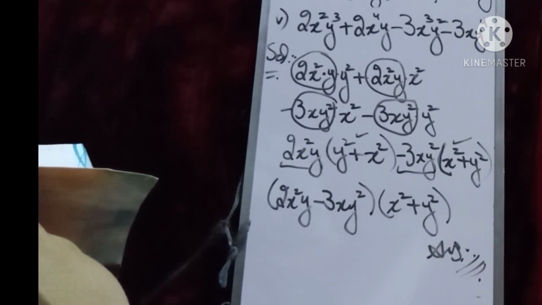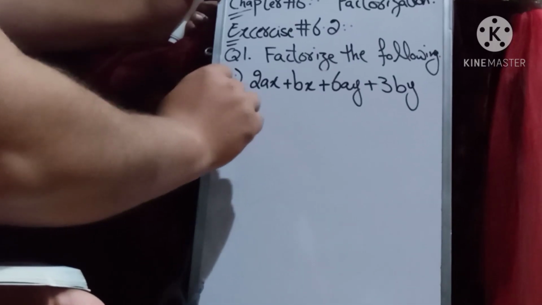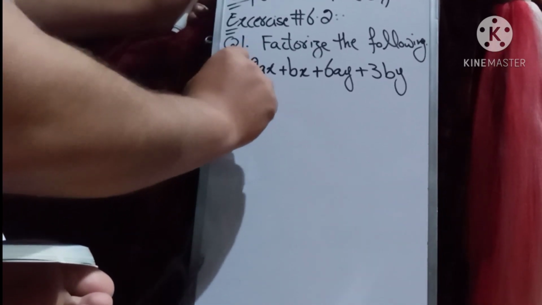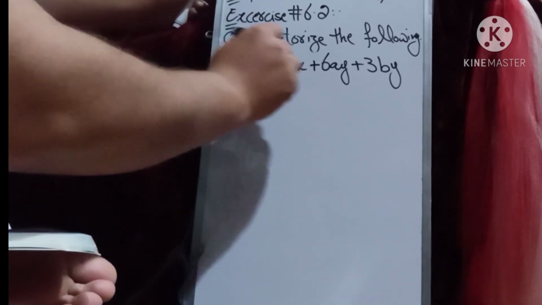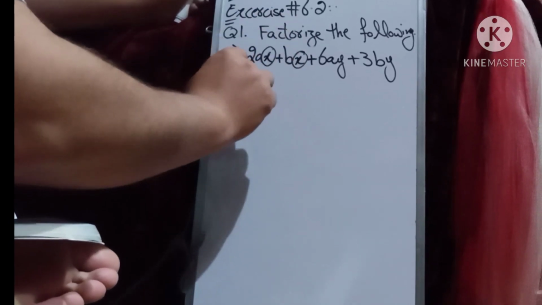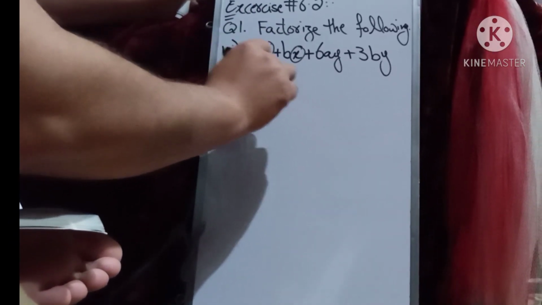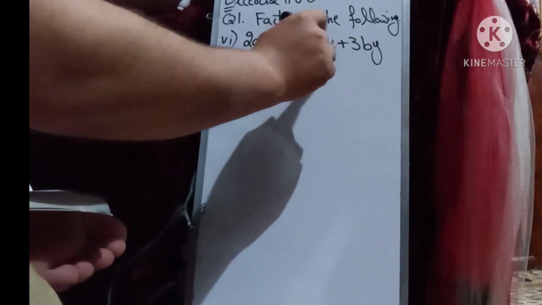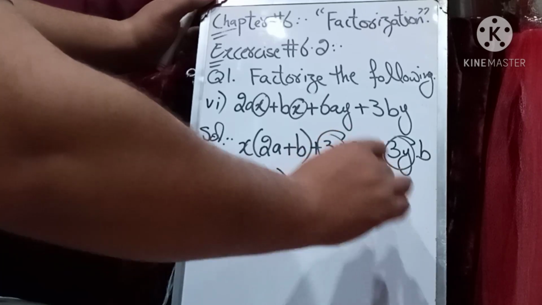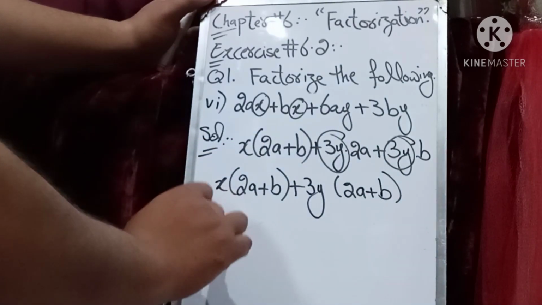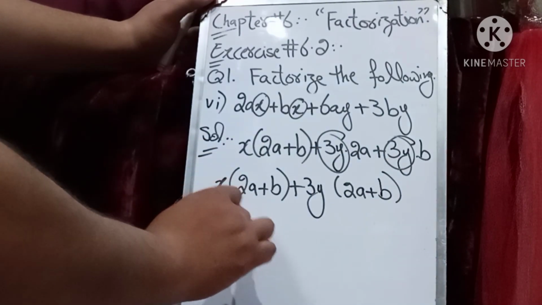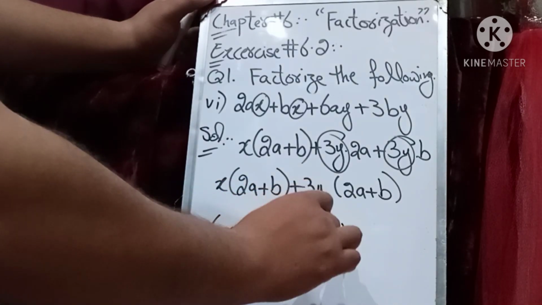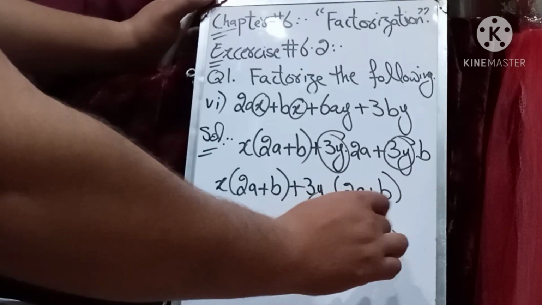In the next part 6, we can see 2ax plus bx plus 6ay plus 3by. Again you will make common factors. In the first two terms we have x as common, and in the second two we have 3y as common. So x plus 3y is one factor, and the second factor is 2a plus b. This is our required answer.